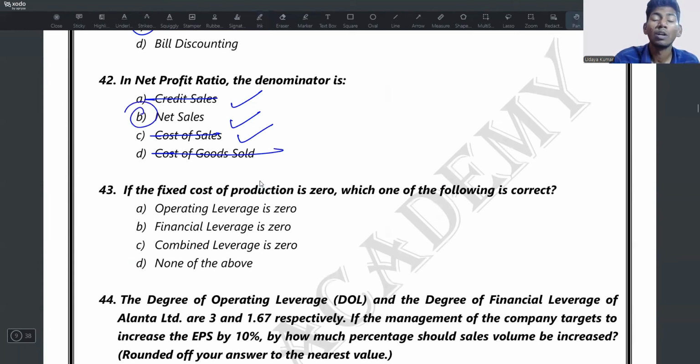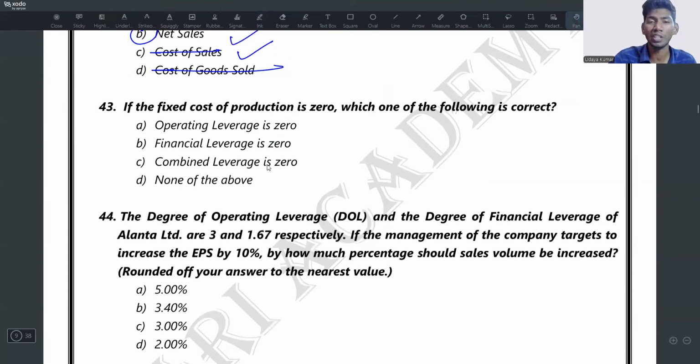So moving to question number 43. If the fixed cost of production is zero, which one of the following is correct? Operating leverage is zero, financial leverage is zero, combined leverage is zero, none of the above. Simple. Fixed cost, where does it arise? Come on, try to answer the question. What is the answer? One. So the answer, none of the above, you must think again one more time.